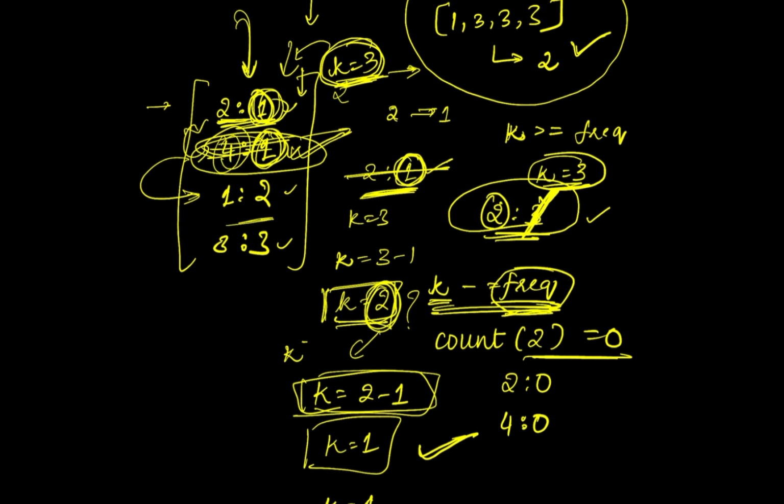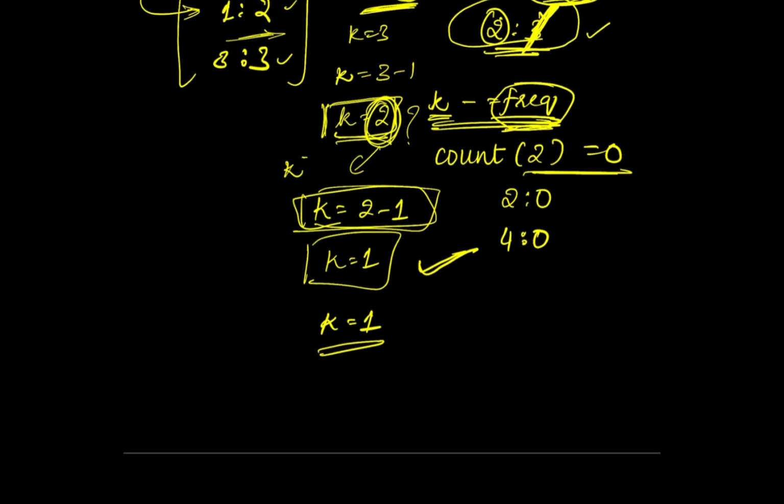If k is equal to 1 here, am I able to delete any more elements here that are unique? No, I am unable to delete any more elements here. Why? Because I am supposed to delete 1 element here, but the occurrence here is 2. It means that even if I delete 1 element, this element will still be there. So I will have 1 element.